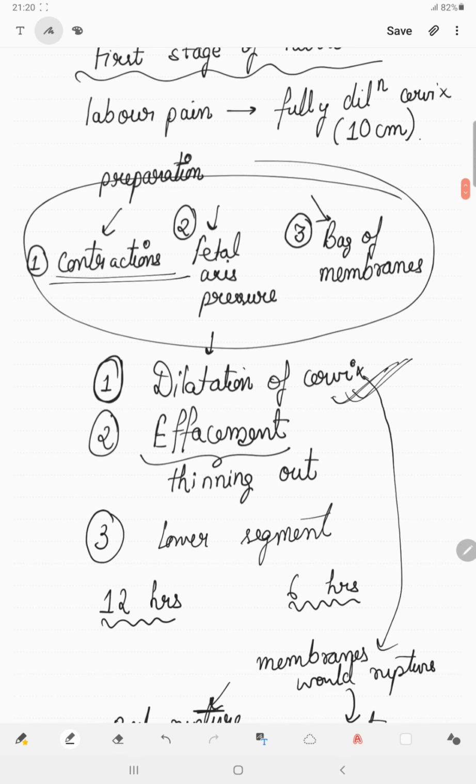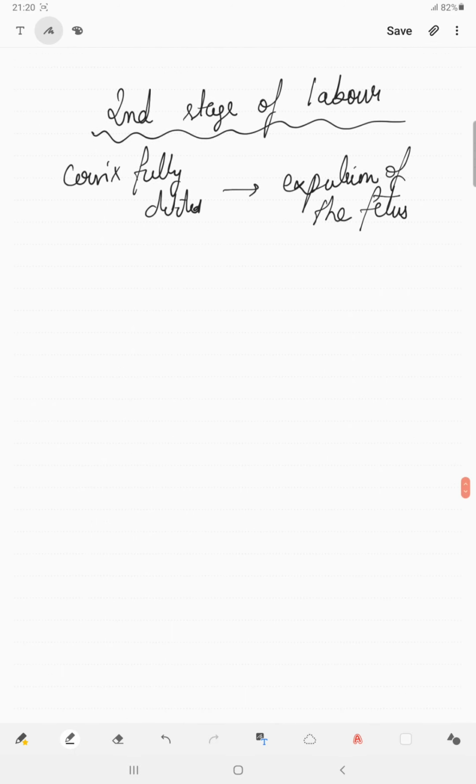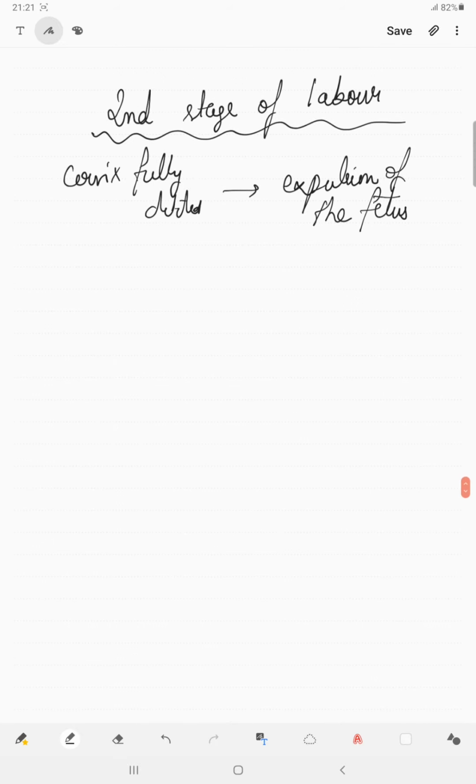You need to understand that these contractions will gradually go on increasing in intensity, and they will become much more frequent. If they were occurring at, say, half an hour intervals, they will now start occurring at 10 minute intervals, for example. And this will cause the expulsion of the fetus. Then I'll move on: the second stage of labor lasts on an average 2 hours in a primigravida and 30 minutes in a multigravida.